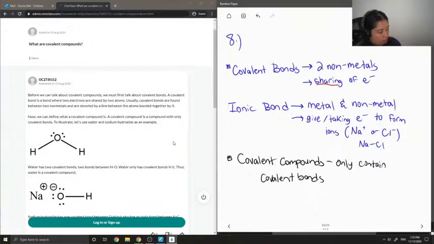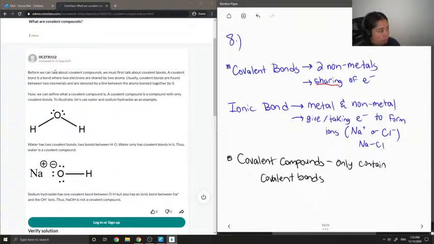So let's see what our junior tutor said. Before we can talk about covalent compounds, we must first talk about covalent bonds. Covalent bond is a bond where 2 electrons are shared by 2 atoms. Usually, covalent bonds are found between two nonmetals and are denoted by a line between the atoms bonded together by it. Now we can define what a covalent compound is. Covalent compound is a compound with only covalent bonds.